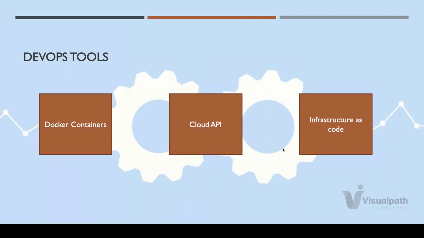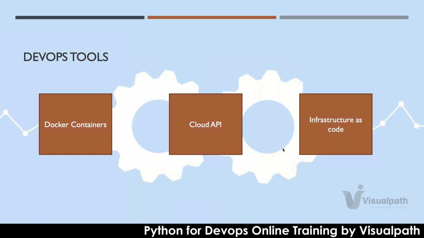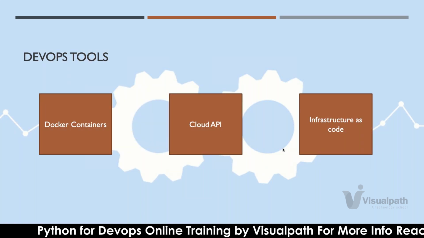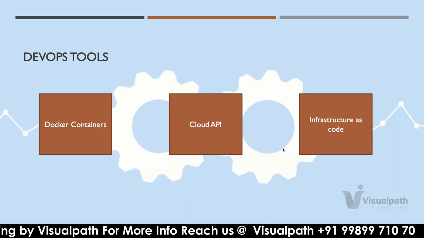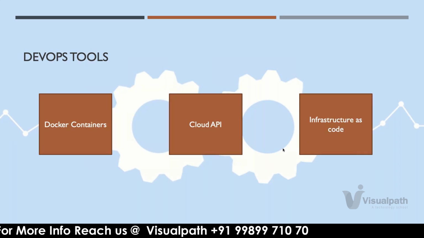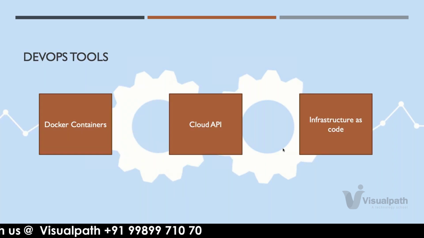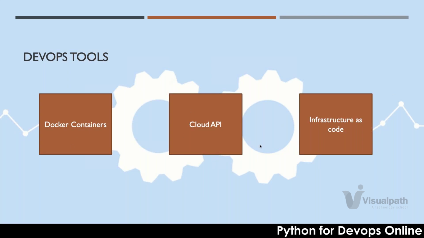And then the other part is infrastructure as code. Here we will be writing declarative code using Terraform, and we'll spin up the infrastructure. So these are the three parts you will see in our course structure. The tools will initially come from Docker containers, then we will communicate with the tools using the cloud APIs, and we will provision the tools using Terraform. This is how we manage DevOps tools.